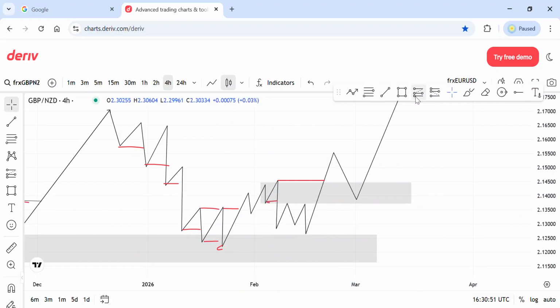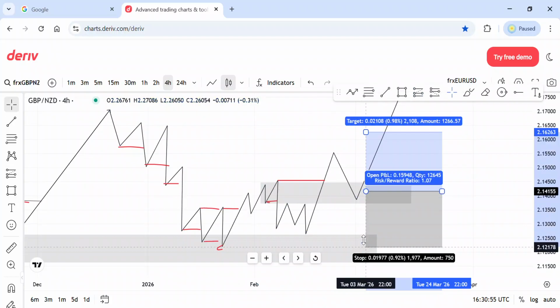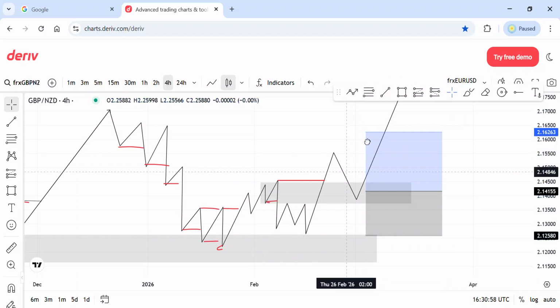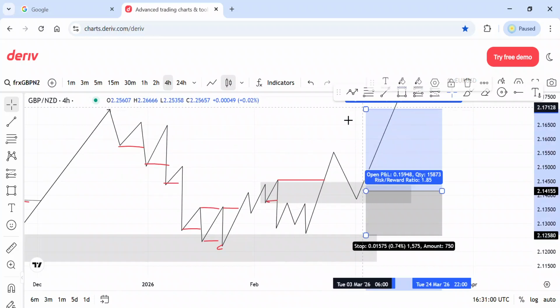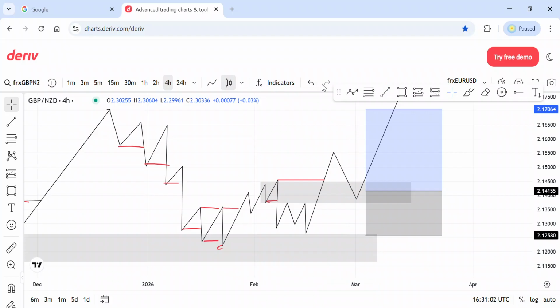So if you want to buy, you can just buy from the breaker block. Then your stop loss is going to be below this low. Then you target wherever you want to target. Okay, so it is just as simple as that. Can you see? Very, very simple.